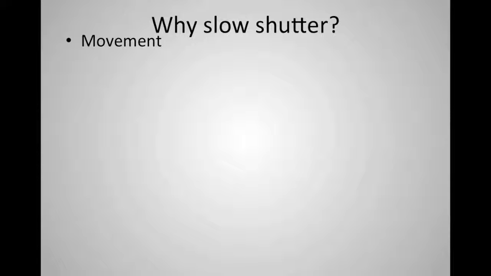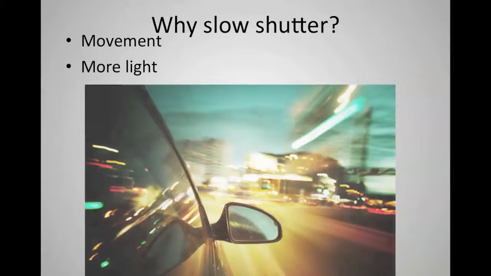Okay, so why slow shutter? Of course, movement, like we've talked about. You're going to get more light into your camera. So you can get an exposure that looks like daylight in the evening with very little light because you have a long exposure. There's lots of times where it's a night sky and you see stars moving and it looks like it's almost daytime. That's what happens when you have a slow shutter speed.